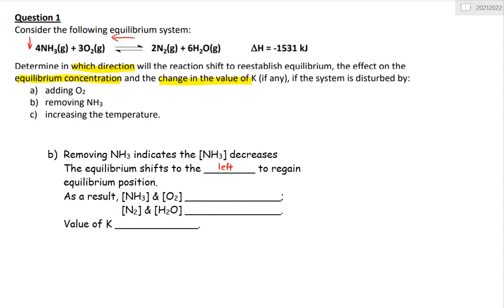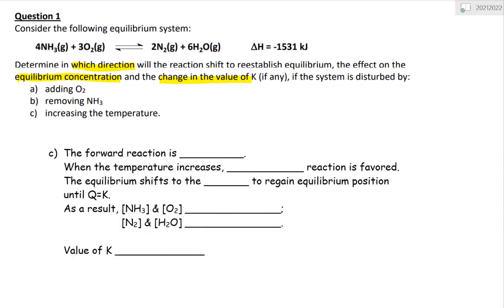As a result of this equilibrium shift, concentrations of NH3 and also O2 increase, and at the same time, concentrations of N2 and H2O decrease. Lastly, the value of K remains unchanged as the temperature remains constant.